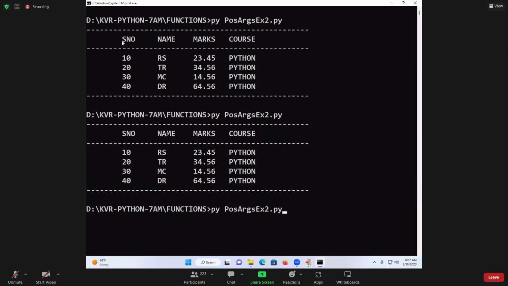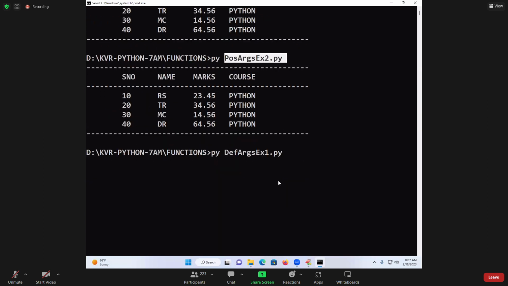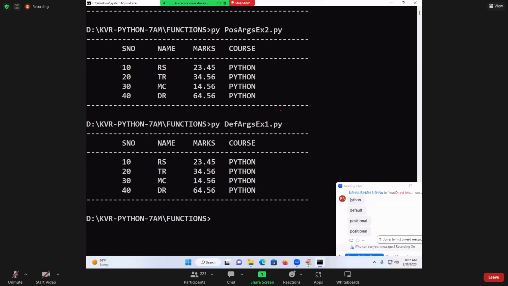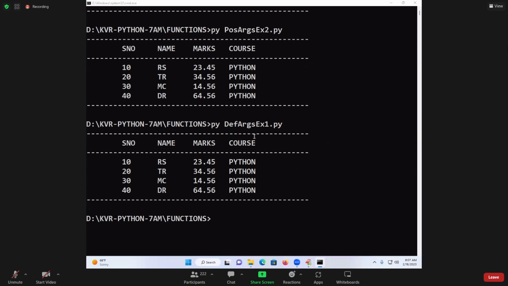Now you execute. See, students.py, that is my previous example with the positional arguments. Now this is an example with the default arguments. See, students, is the same output coming or not? By looking at it, the same output is there. But which one is the best? Default arguments example 1 is the best. Are you following me? Yes. Now coming to the point.